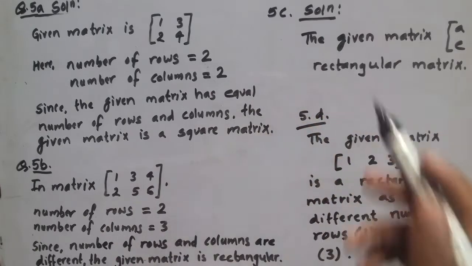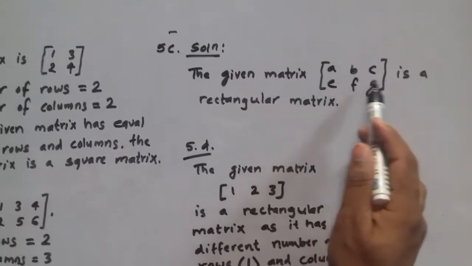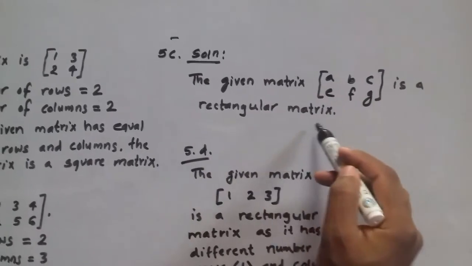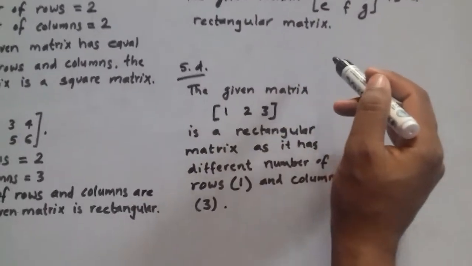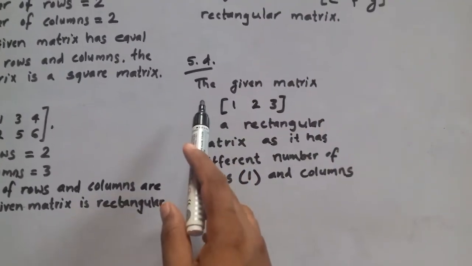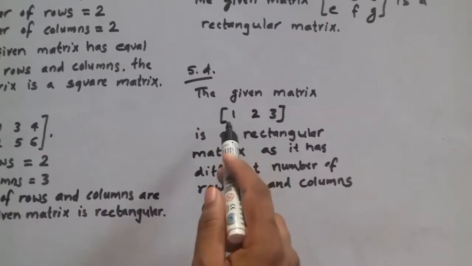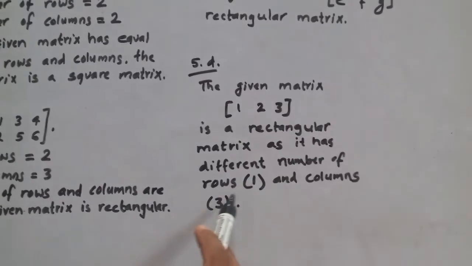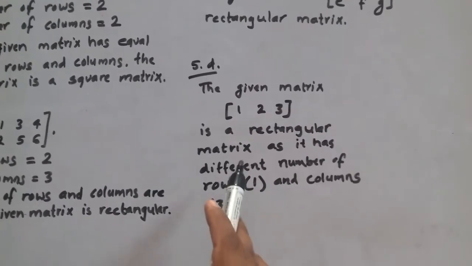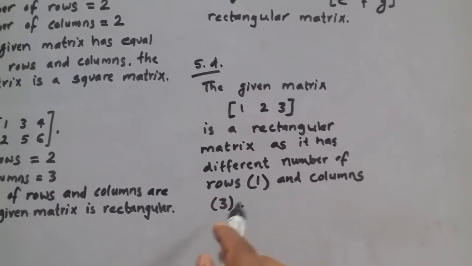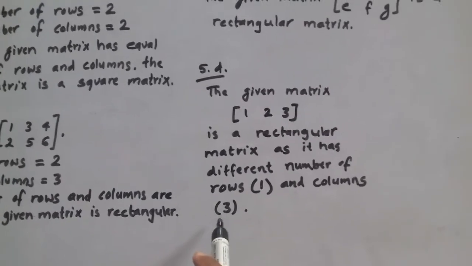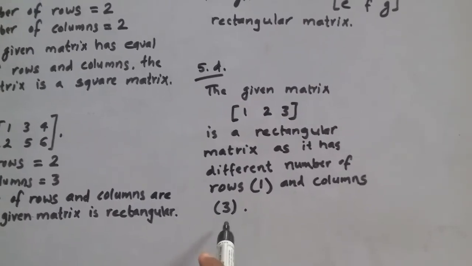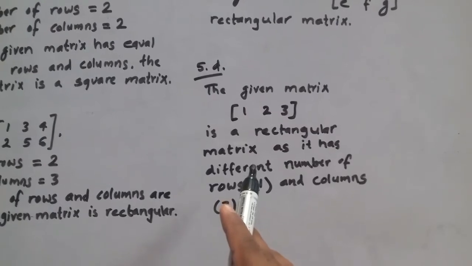The given matrix, this is a rectangular matrix. In question number 5d, the given matrix is a rectangular matrix as it has a different number of rows and columns. We can write the number of rows in brackets, and the number of columns in brackets. This 1 and 3 are different, so this is a rectangular matrix.